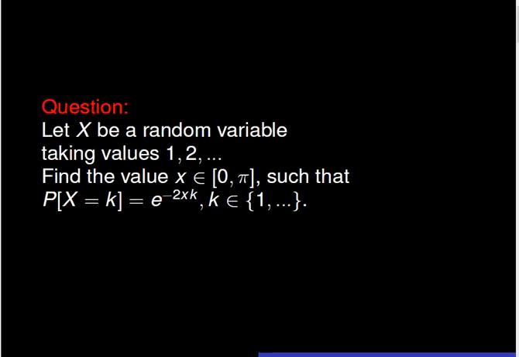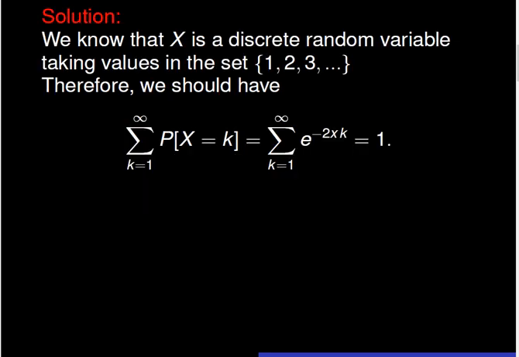Let x be a discrete random variable taking values in the set of positive natural numbers. We are asked to find the value of little x such that the probability of x equal to k is exponential of minus 2x to the power k. As a matter of fact, x is a discrete random variable taking values in the set of positive natural numbers.